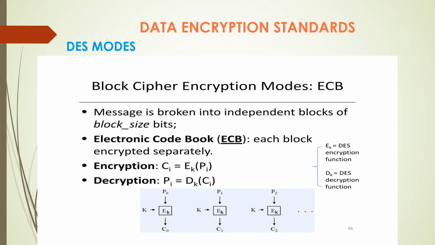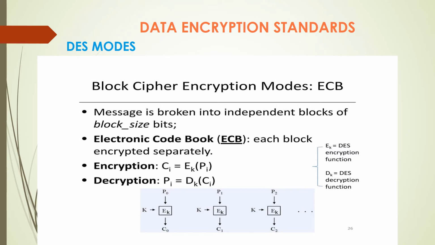Now we will see the ECB mode of operation, that is electronic codebook mode. ECB is the simplest mode of operation. Here the plain text will be divided into a number of fixed-size blocks. If the message is not a multiple of the block size, then padding is done. Padding means adding extra bits to the plain text.